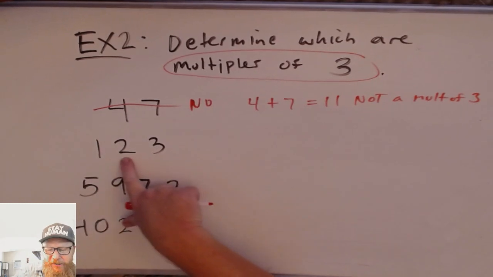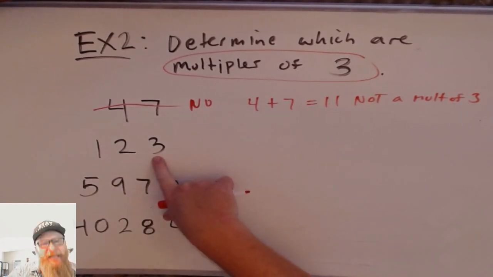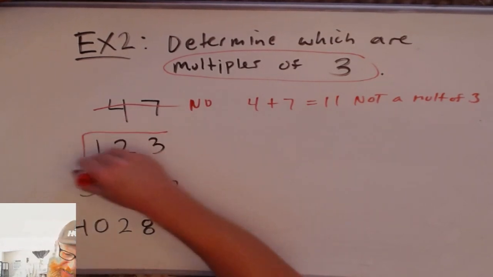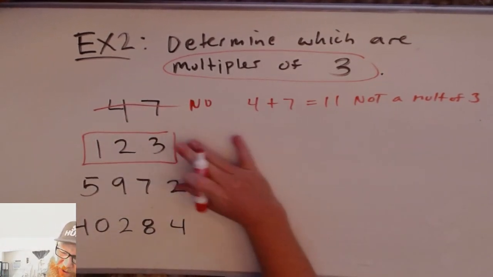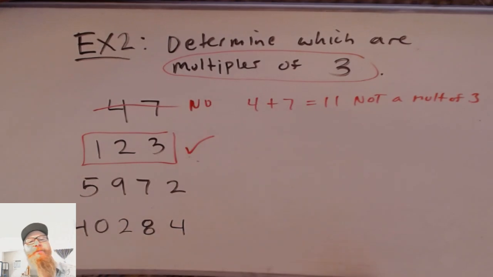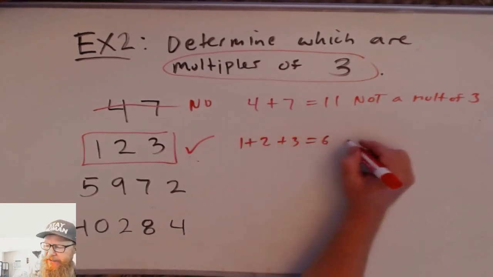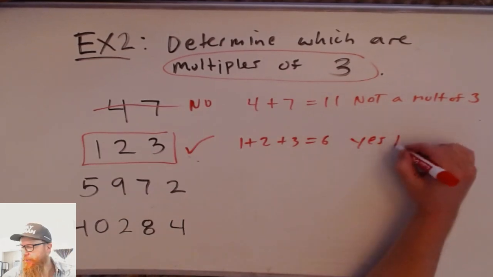All right, 1 plus 2 plus 3, that's 6. 6 is definitely a multiple of 3, so yes. Here, I'll just put a check for yes. Check that one. Yeah, 1 plus 2 plus 3 is 6, yes. Multiple of 3.